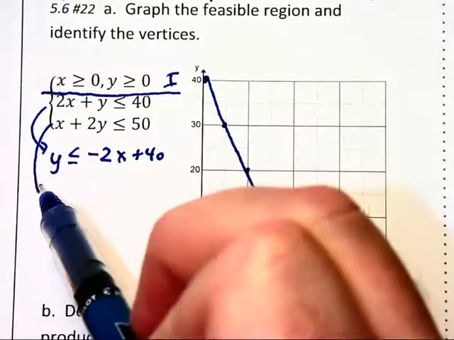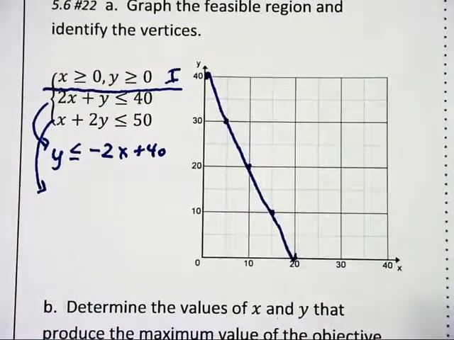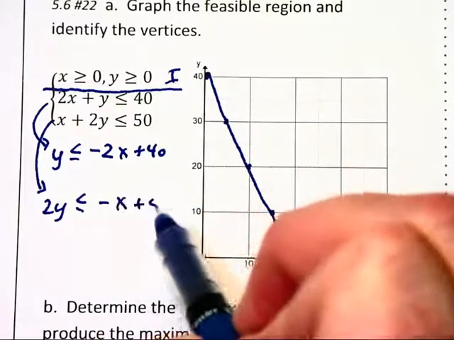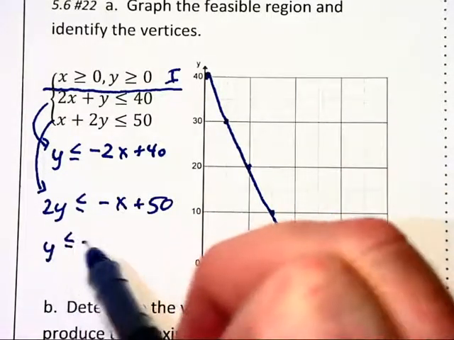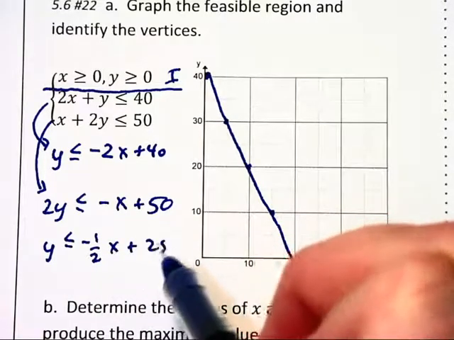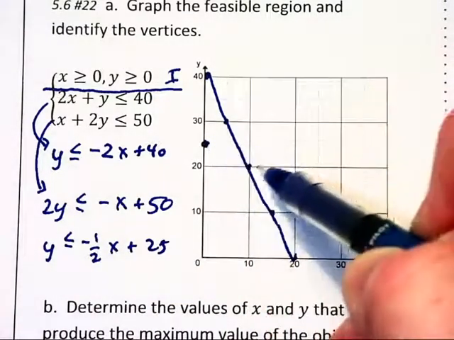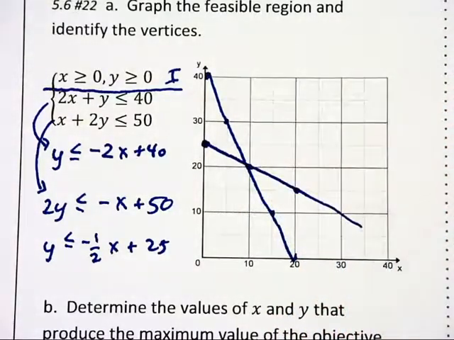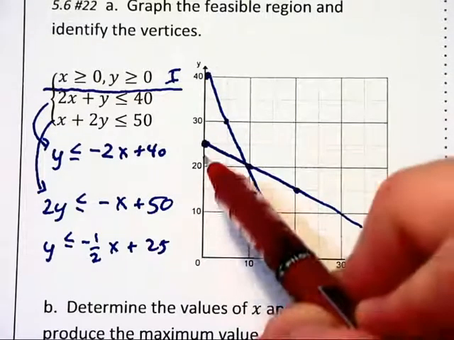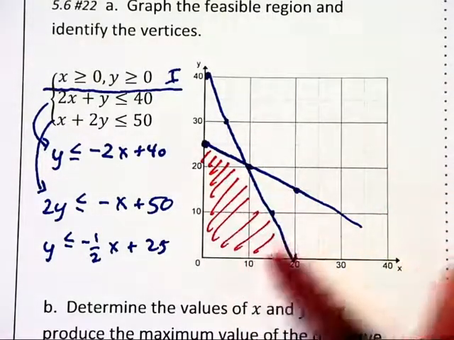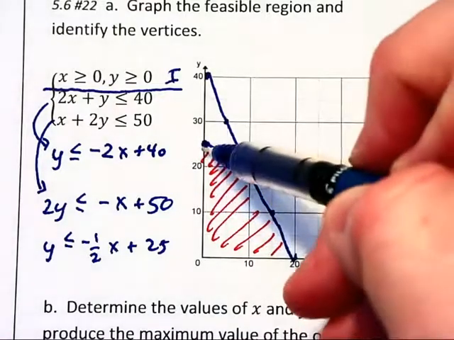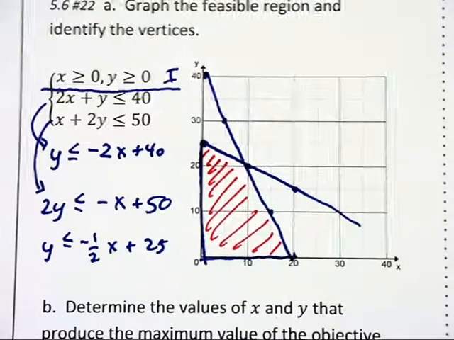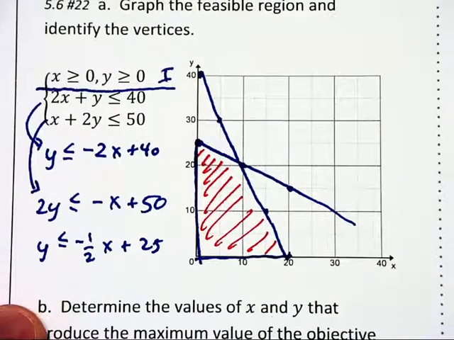This bottom inequality, if I rearrange that, I begin with 2y less than or equal to negative x plus 50. Divide through by 2 to get negative 1/2 x plus 25. So I get a y-intercept of 25. It's going to intersect right there and go over. And we're shading below here also. And we will have this region down on the bottom left where it is bounded by the x and y axis.